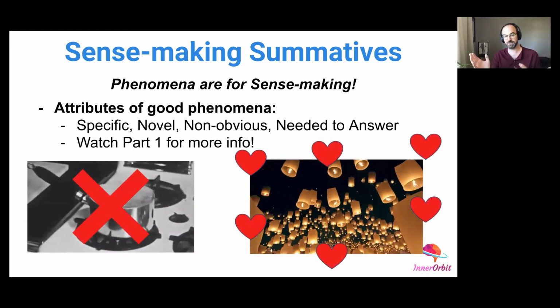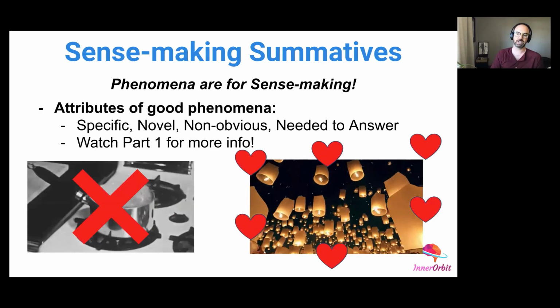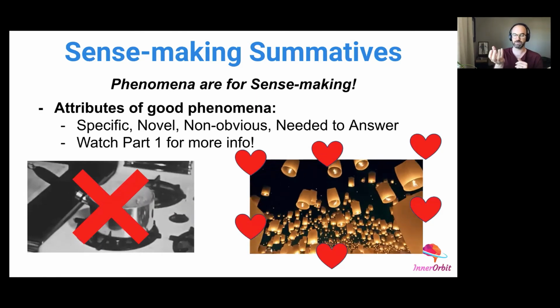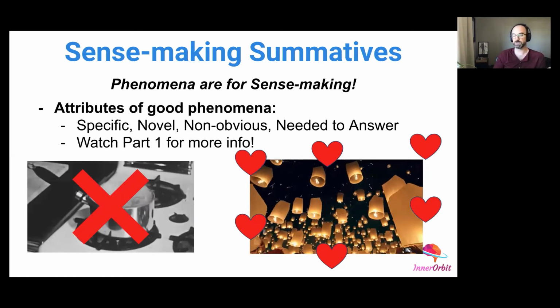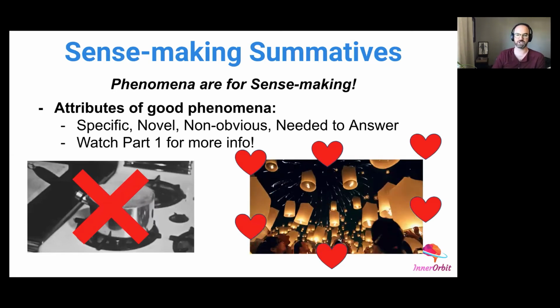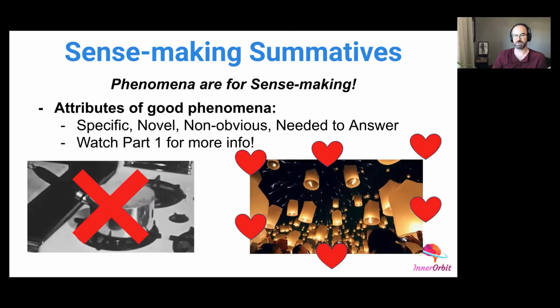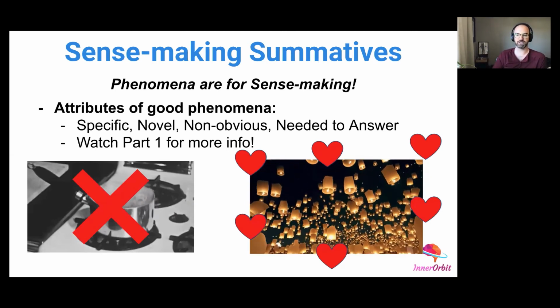So a bad phenomenon is, here's a boiling pot of water. A good phenomenon is, here are these lanterns and they're floating up in the air with a flame, some fuel burning in the center. Why is this happening? Both of these involve average kinetic energy. There's some kind of change that's occurring in the particles, but one is something that students have probably seen before and have represented in other ways. And the other is something students have not seen before.